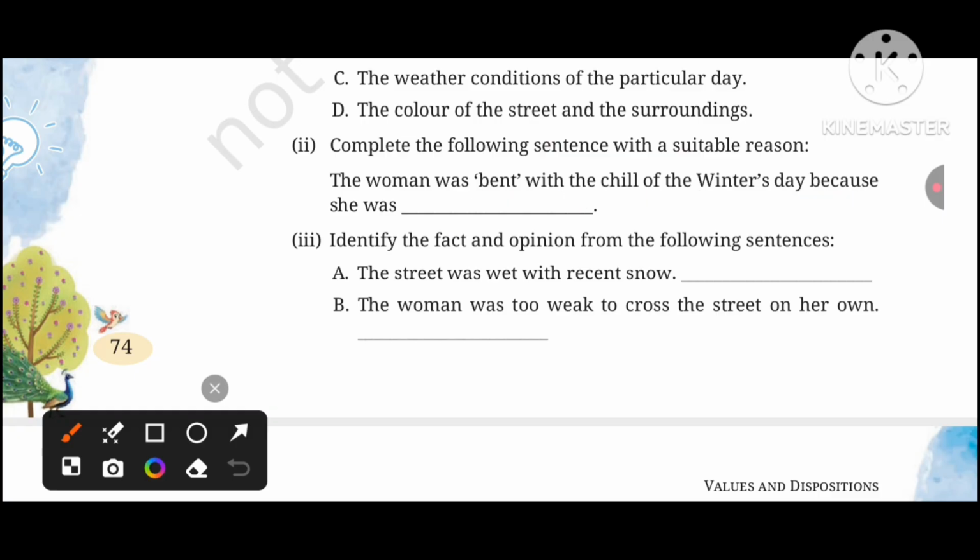Next, identify the fact and opinion from the following sentences. So here two sentences have been given. We have to find out which one is fact and which one is opinion. The street was wet with recent snow. Yes, this is the fact. The woman was too weak to cross the street on her own. So this is the opinion, that the woman was so old, so weak that she could not cross the street on her own.